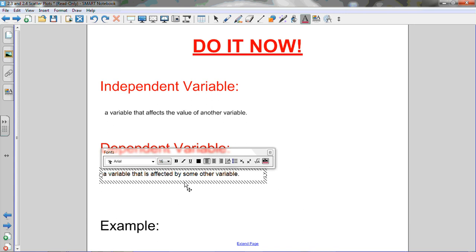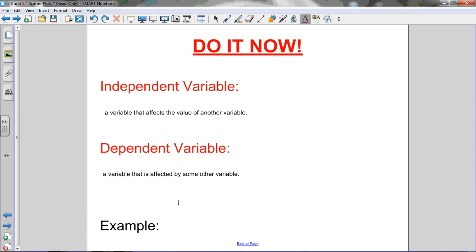When we're analyzing relationships between variables, one of the variables is always going to be our independent variable, and one is going to be our dependent variable. To say that another way, one of the variables is going to affect the value of the other one. As our independent variable changes, that affects the value of our dependent variable. You can say the dependent variable depends on the independent variable. It's affected by the independent variable.